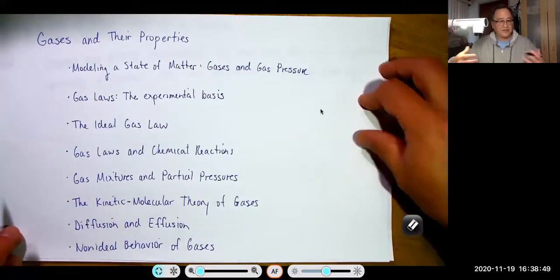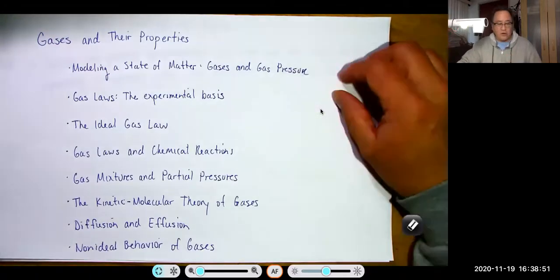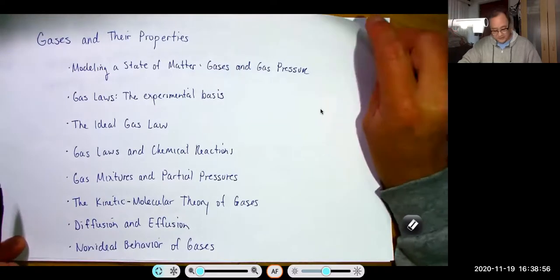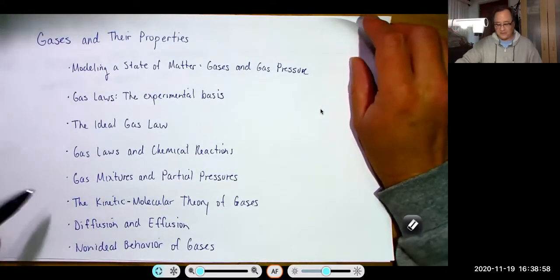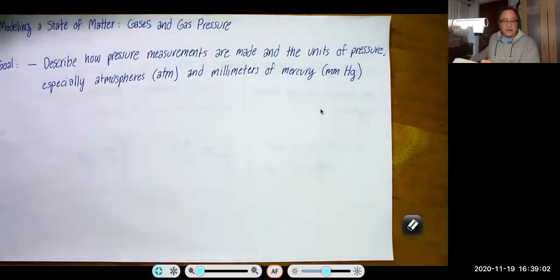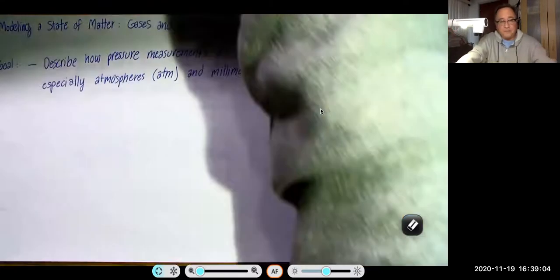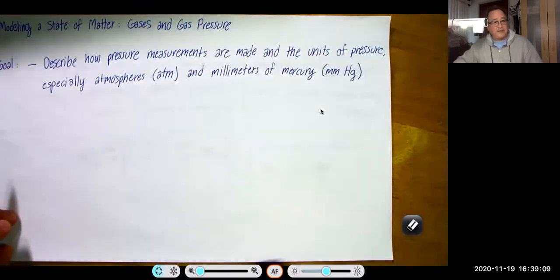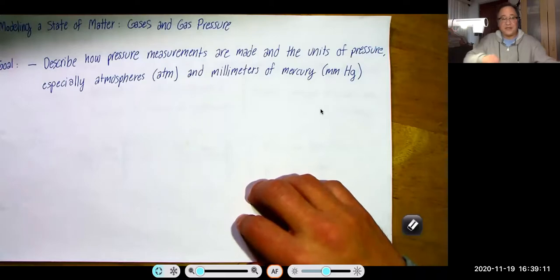So this is how gases spread or go through walls, so to speak. And the non-ideal behavior of gases in contrast to the ideal gas law. So let's go ahead and get started here with modeling a state of matter, gases and gas pressure.